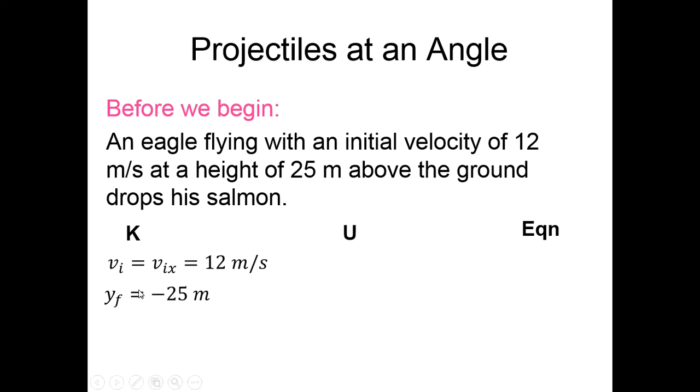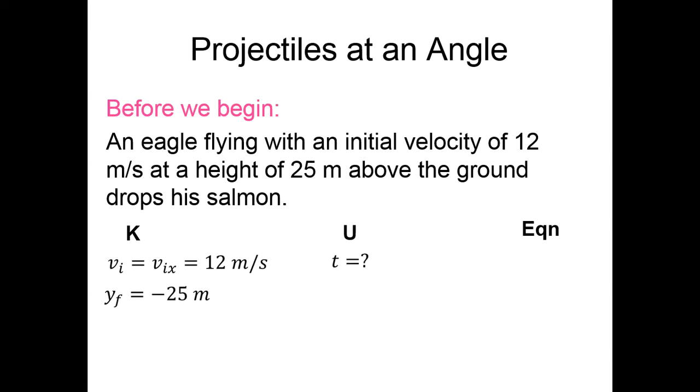All right, so here we go. Our knowns: we've got an initial velocity, which is also the initial velocity in the x direction, to be 12 meters per second. Our initial velocity in the y direction is 0, remembering that from the last video. If I put everything on a coordinate system, at the moment that the eagle drops the salmon, that's going to be our initial x and initial y to be 0 at the origin. So when he drops his salmon and it lands on the ground, our final displacement in the y is negative 25 meters.